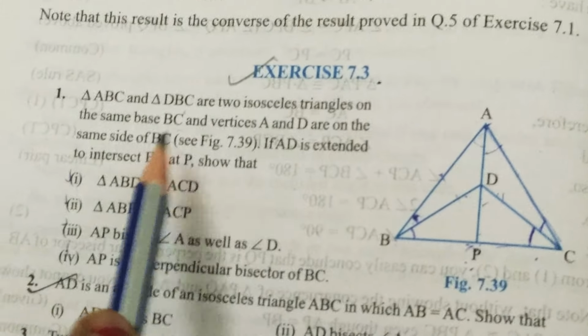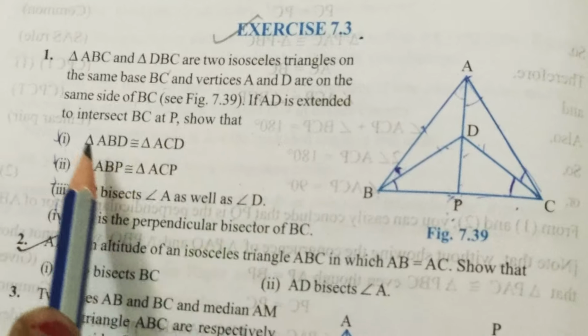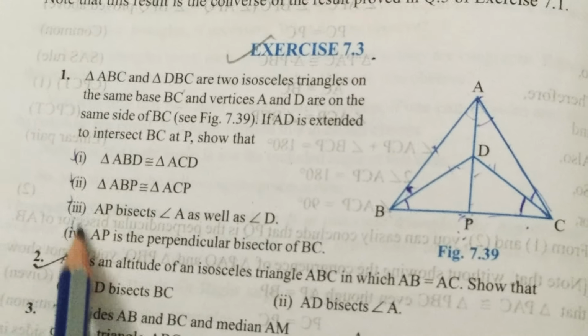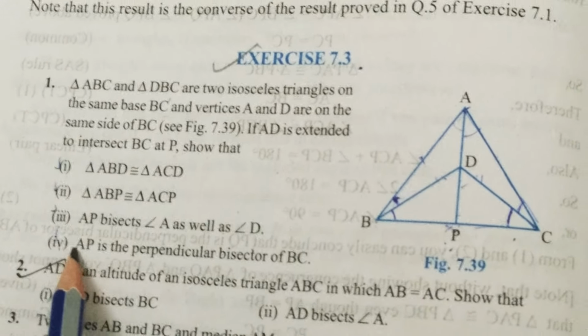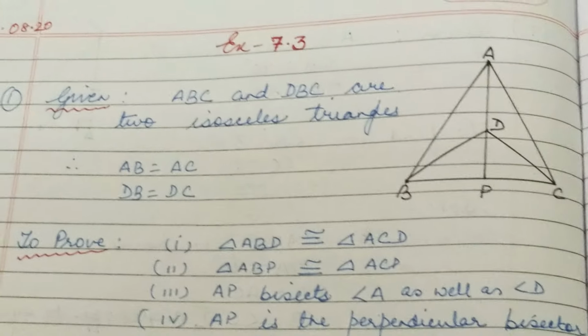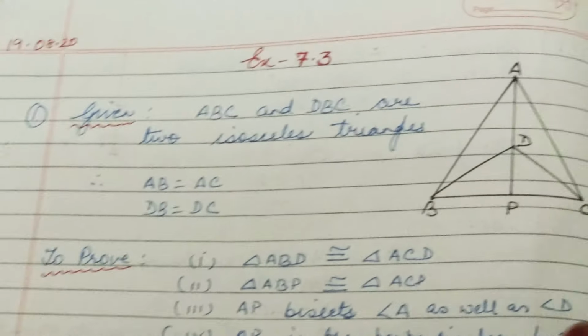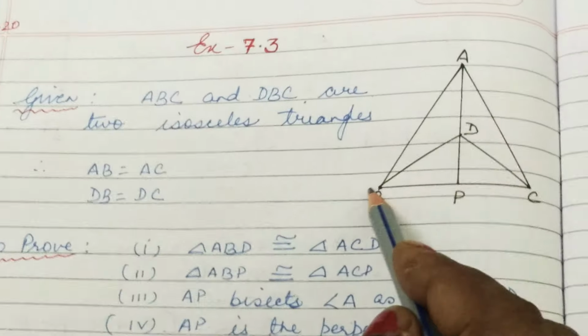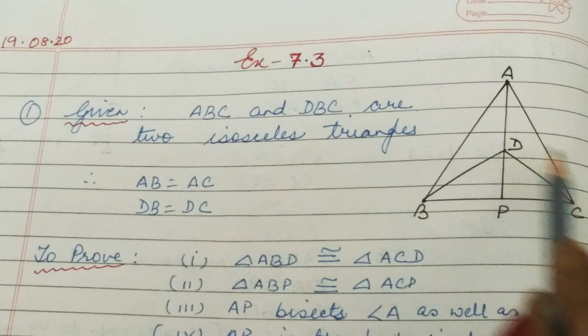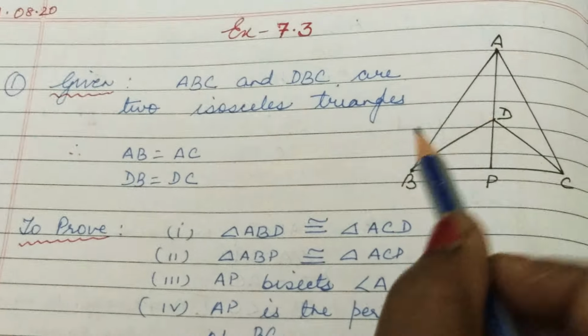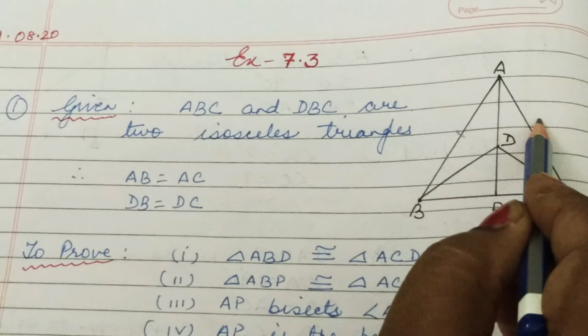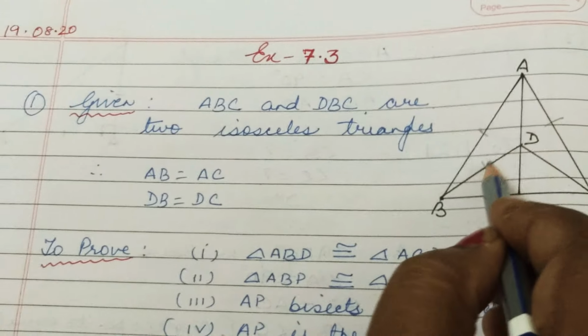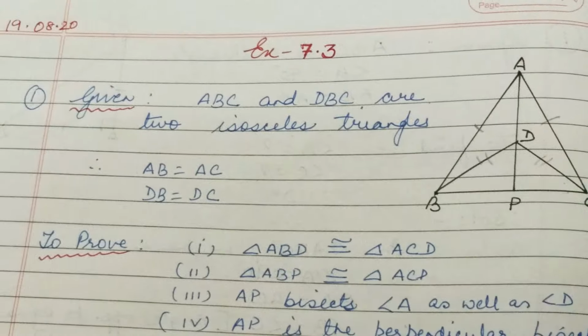If AD is extended to intersect BC at P, show that... We have to prove 4 points which are given in the question. Now let us prove it. So let's see the figure. It is given that ABC and DBC, these two triangles, are isosceles. So AB will be equal to AC and DB will be equal to DC.